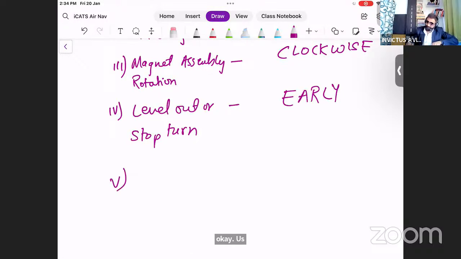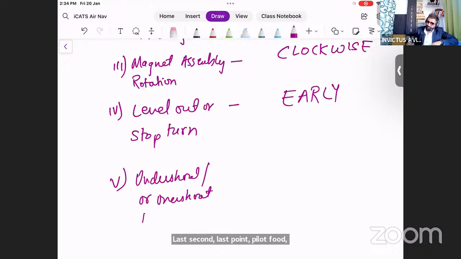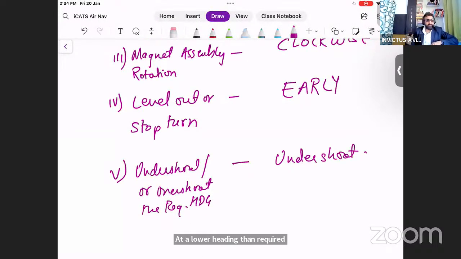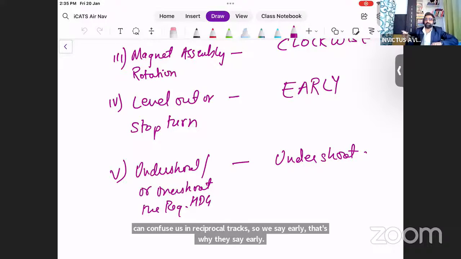Second last point. Pilot should undershoot or overshoot the required heading. At what heading should he or she level out? At a lower heading than required. It means lower heading than required, lesser heading than required, earlier heading. Lower and lesser can confuse us in reciprocal tracks. So we say early. That's why they say early. They don't say less or lower.